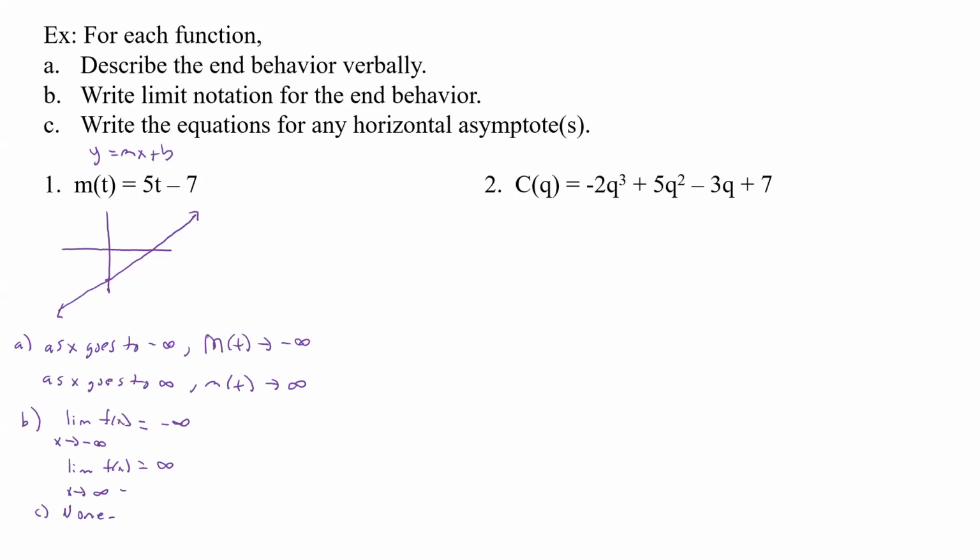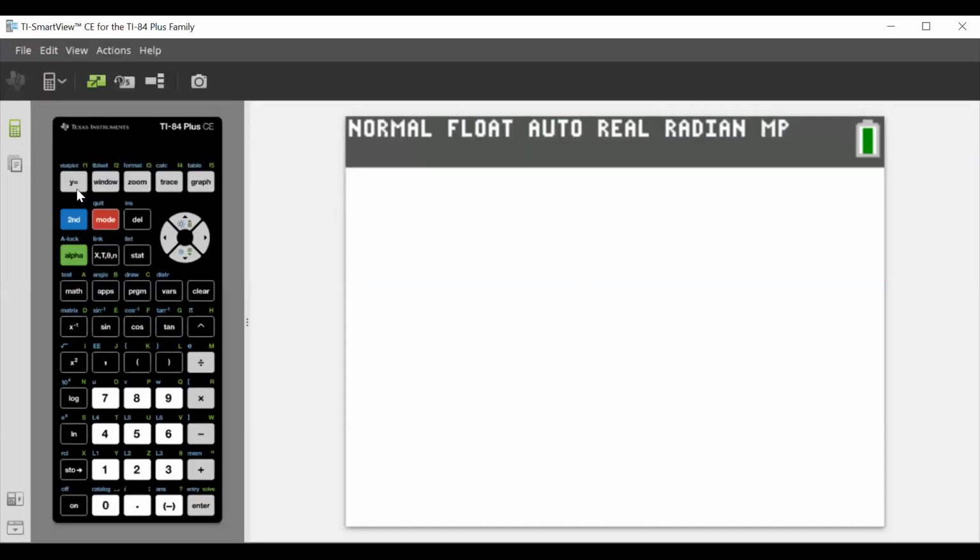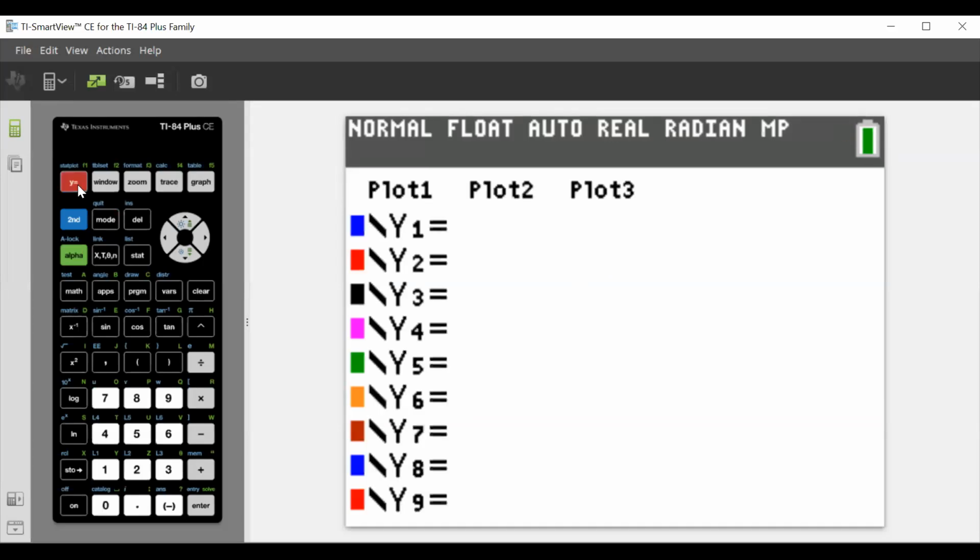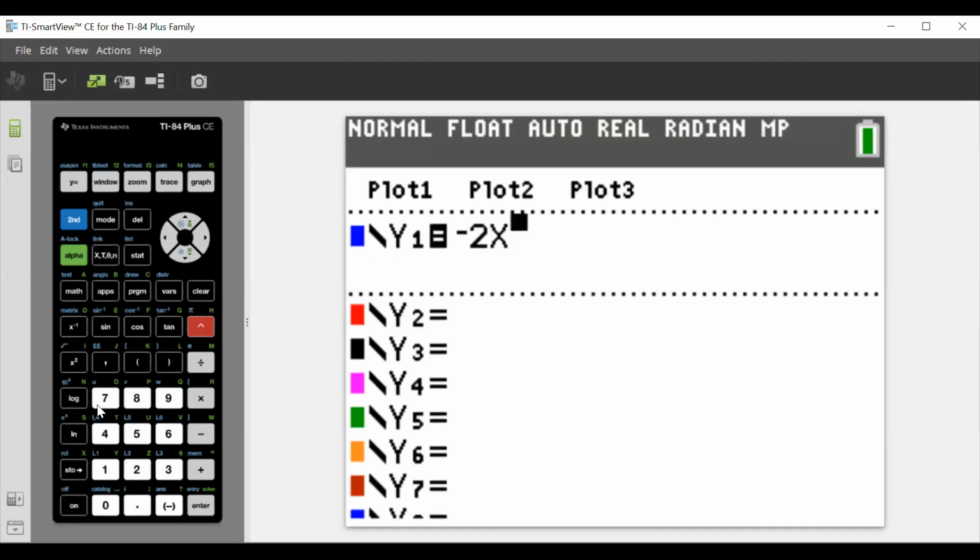Okay. Now the next one, we have to know what it looks like. So I'm going to plug it in my calculator and show you one way to do this. So here's our calculator, TI-84. So we're going to graph that. And we had a -2x to the third. Now remember, go down, otherwise you'll write everything else up here again. And then we had plus 5x squared.